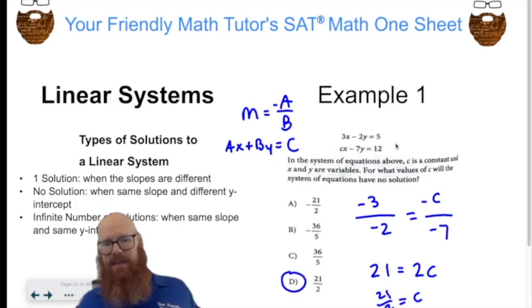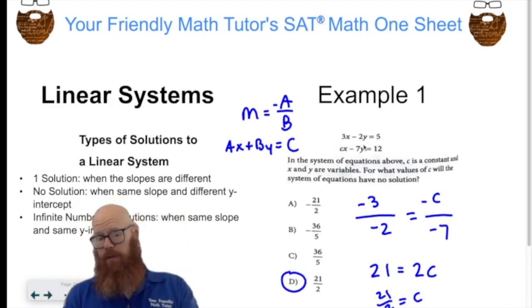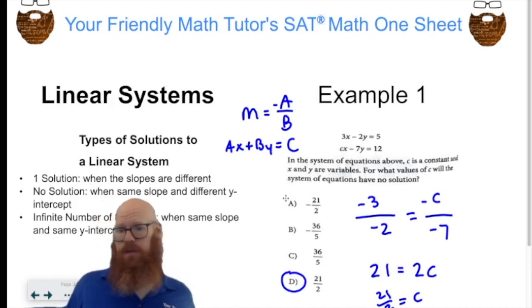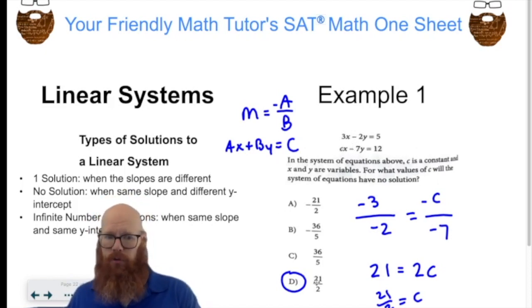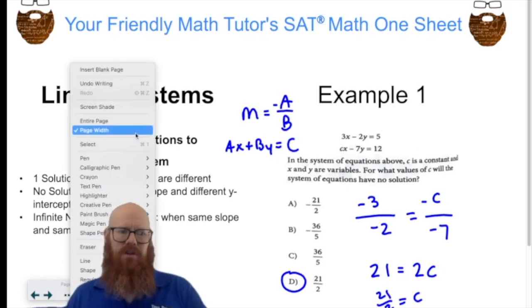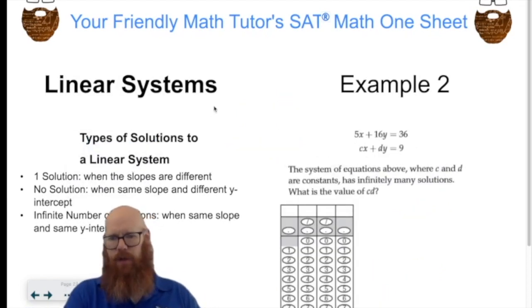There is a way to get this using the elimination method, but if you just want to do it this way using slopes, that totally works. You could multiply the top by 7 and the bottom by 2, and you would also end up with the answer 21 over 2. So let's look at another way that we could look at these types of problems.